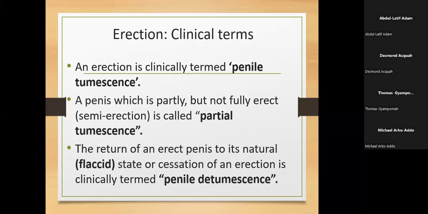For every medical term, there's a prefix, there's the root of the word, and then there's also a suffix. Some words don't have a suffix. For example, detumescence doesn't have a suffix, but it has a prefix. The prefix is de-, and tumescence is the erection. So de- means removal. Removal of erection means that the penis is no longer erect. It's coming back to its natural form.